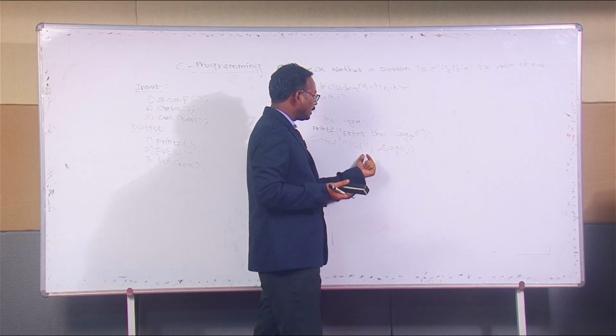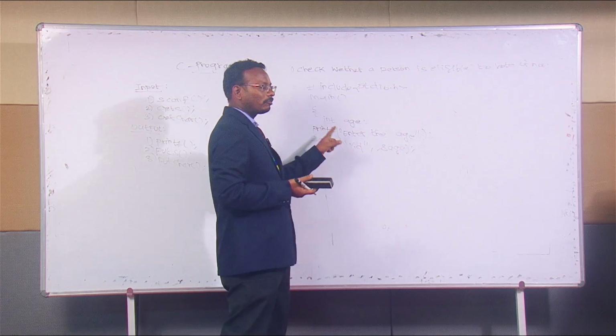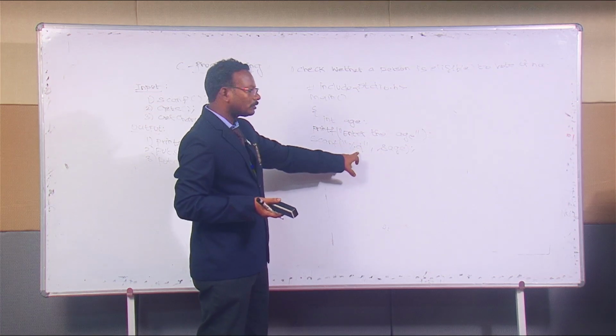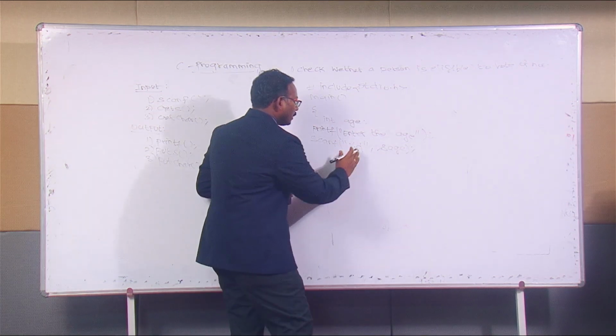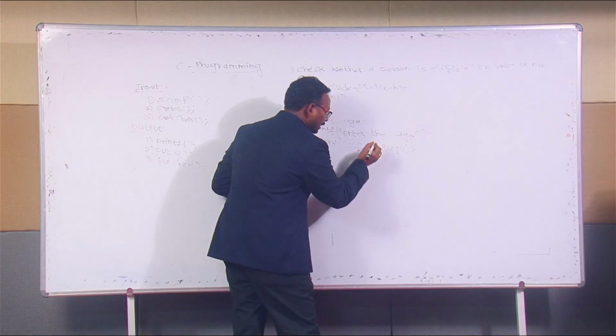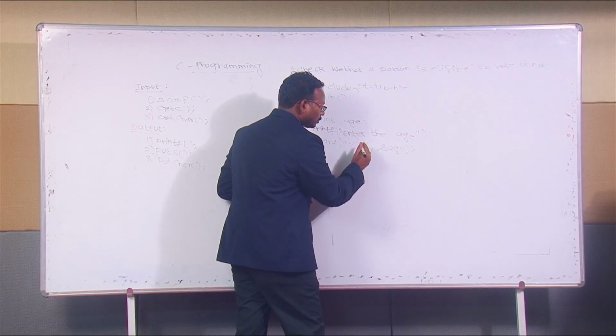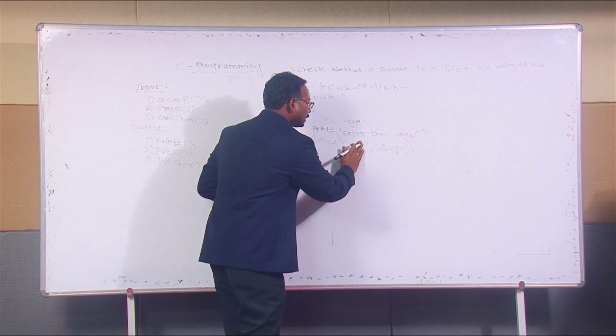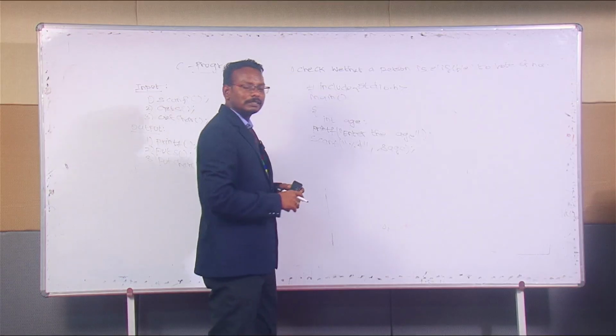This percentage D represents the data type. For example, it should be integer, so I just put here D. If it is float, I just put it as F. If it is character, I just put here C. So it is an integer, so I put it as a percentage of D.